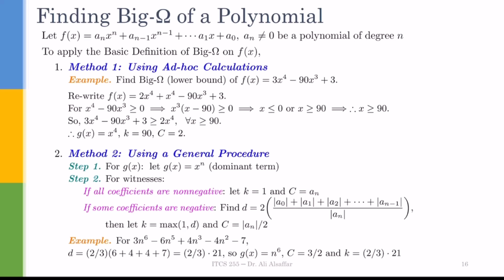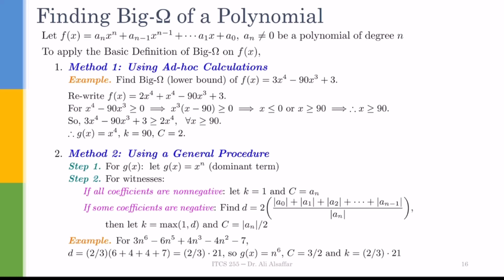term. So you add, this is the coefficient for the dominant term, so you add 6 plus 4 plus 4 plus 7. Then you divide the result by the coefficient of the dominant term, which is 3. And then you multiply by 2. So here we are multiplying 2 over the coefficient of the dominant term, which is 3, by the summation of the absolute values of all coefficients other than the coefficient of the dominant term. The result is equal to 2 over 3 multiplied by 21.